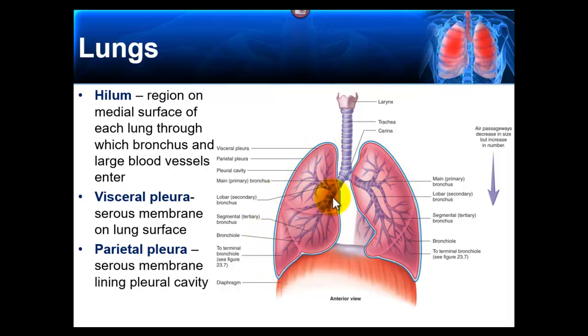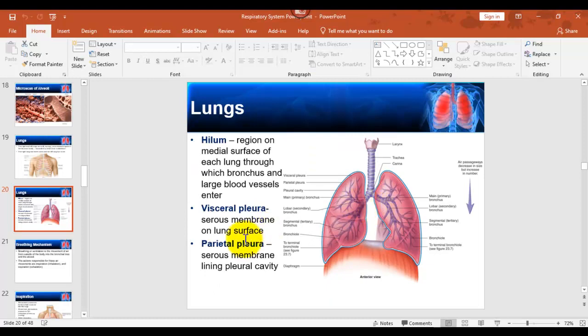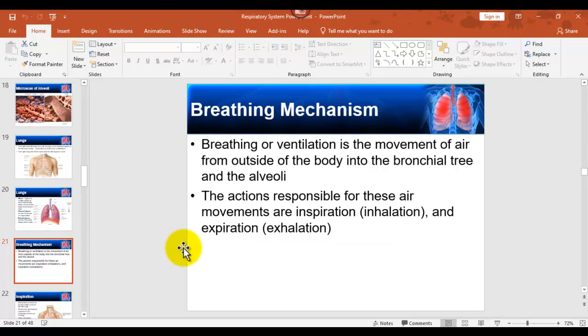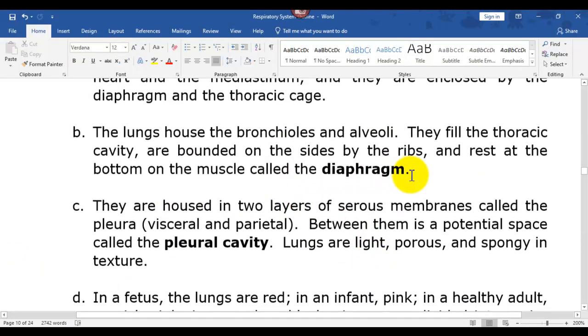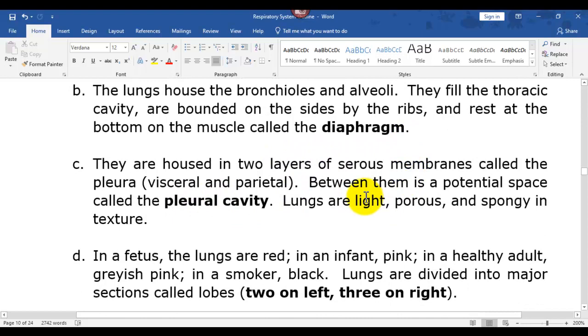There is a space between those 2 membranes. They hold everything in place. They have what's called serous fluid, which is this really slick fluid that has the consistency of egg whites. And the diaphragm is the breathing muscle, and the 2 layers of serous membranes.